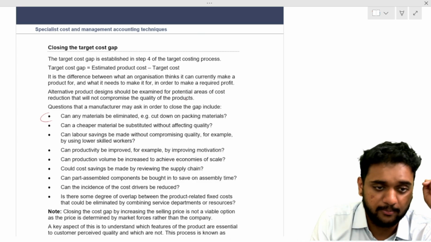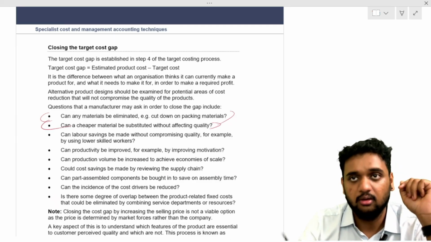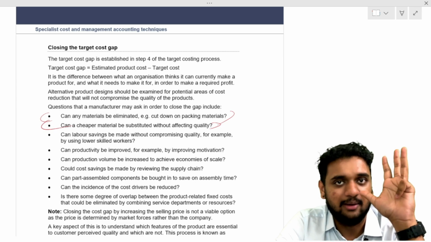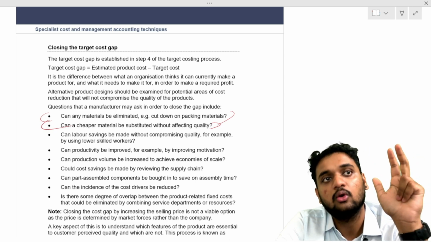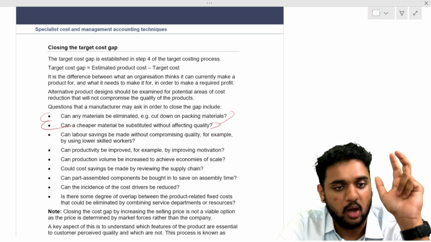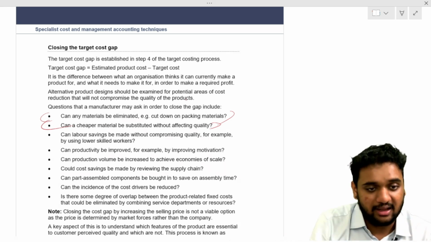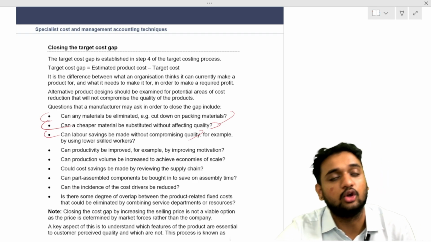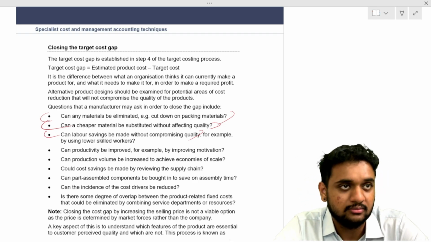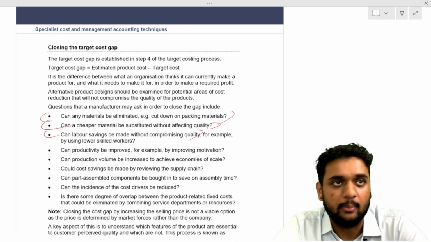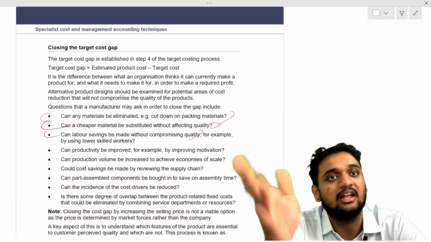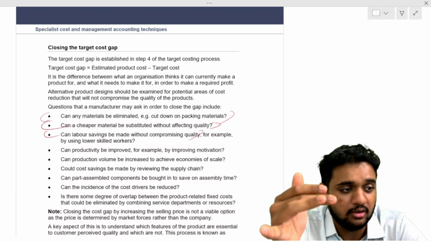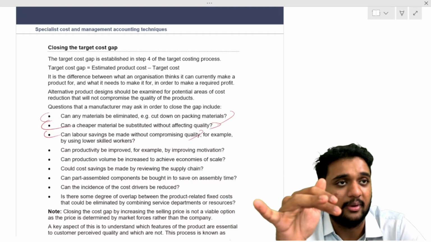What is the first point? First, any materials can be eliminated. Second, any cheaper materials can be used without compromising on quality. Third, any labor can be saved without compromise on quality. Instead of using costly labor, we can use cheaper labor who can make the same products. That is the third point.